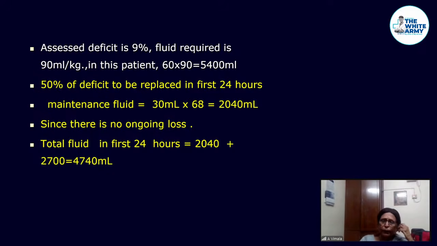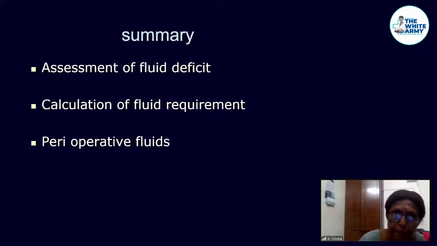The maintenance fluid is based on adjusted body weight. So 30 ml per kg, adjusted body weight was 68, so 2,040 ml. There is no ongoing loss. So the fluid that this man has to receive is 2,700 plus 2,040. That gives 4,740 ml.